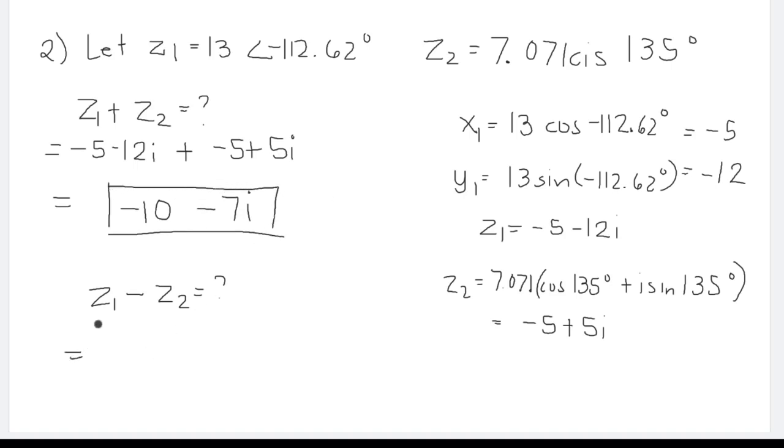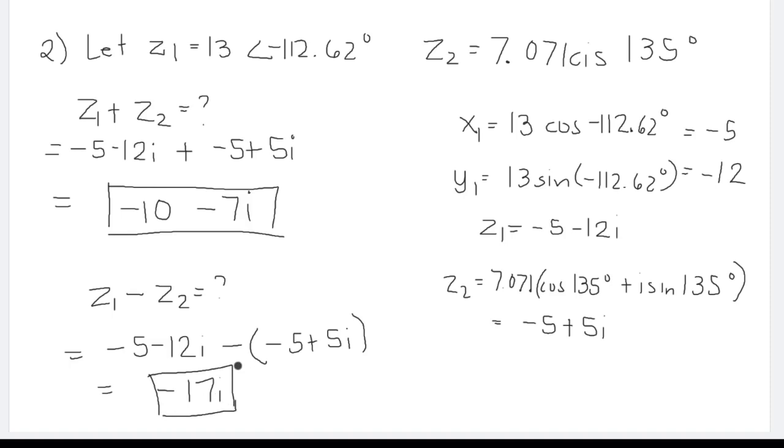Now, if we subtract these two numbers, that's negative 5 minus 12i minus, make sure we have a parenthesis because the negative is distributed not only on the real part but also on the imaginary part. So negative 5 minus negative 5 is 0, and negative 12i minus 5i is negative 17i. So the result, or the difference of these two complex numbers, is negative 17i.